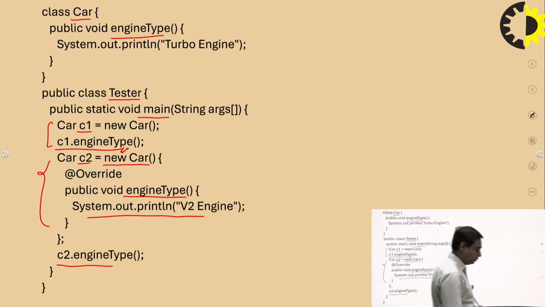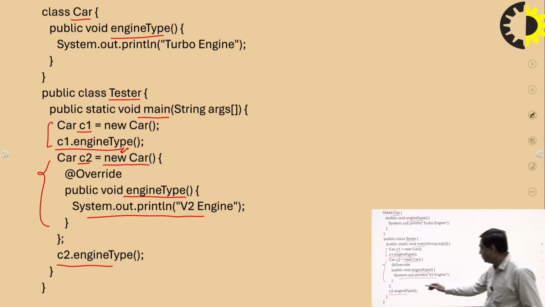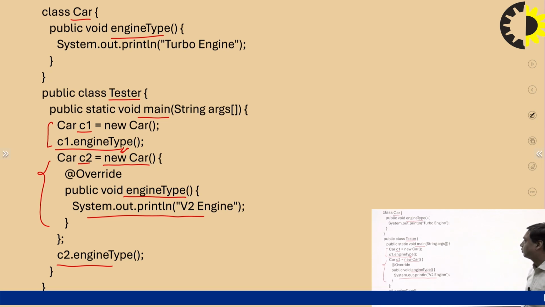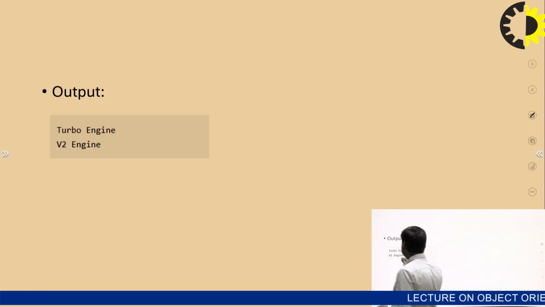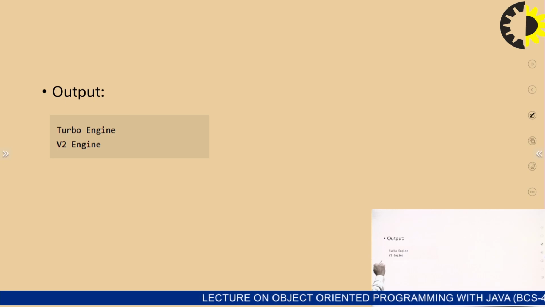So this way we are able to create a class within the class, and there is no name for this class, so we call it an anonymous inner class. And as one example, we can override the method of a class. So when you print this, this time it will display V2 engine. This is the output. The normal class output was turbo engine. After the anonymous inner class implementation, the method is displaying V2 engine.